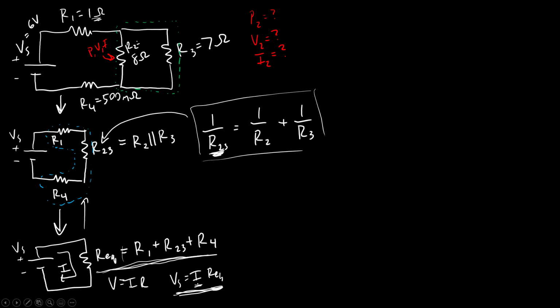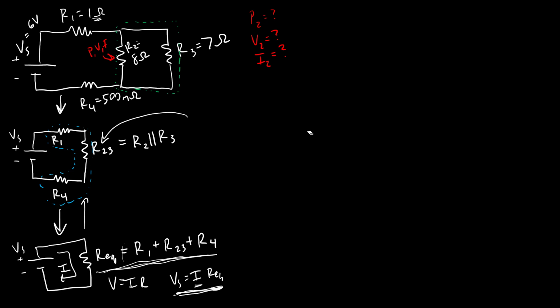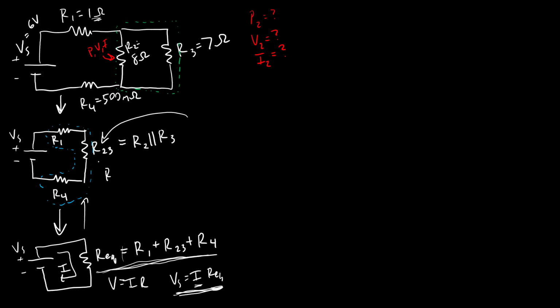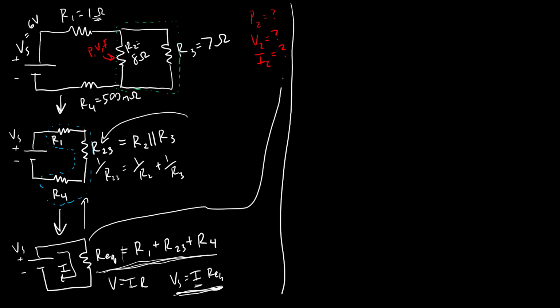So my only unknown in that equation is I. And I'm going to erase this to make a little more room to try and keep all of this on one slide here. Let's rewrite that a little smaller. So 1 over R23 equals 1 over R2 plus 1 over R3. So we are now going to take this circuit and expand it out again back up to this step.